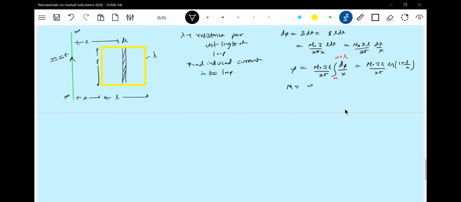Mutual inductance, how do you define it? Flux linking the coil divided by the current. So M equals mu naught L by 2 pi, log of 1 plus L by A. Okay, this is the mutual inductance. Now, what was the question asked? We have to calculate the induced current.